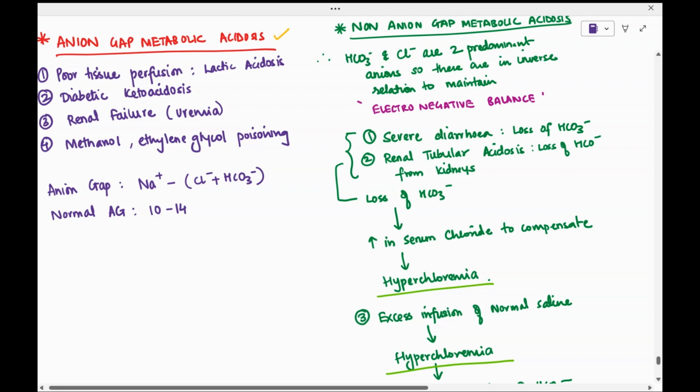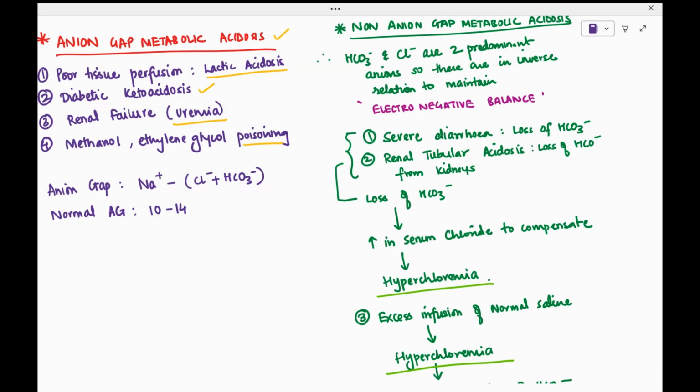First is poor tissue perfusion, that is lactic acidosis, which we see very commonly in our clinical scenarios. Then diabetic ketoacidosis. Then renal failure, where uremia causes the metabolic acidosis, and methanol and ethylene glycol poisoning.